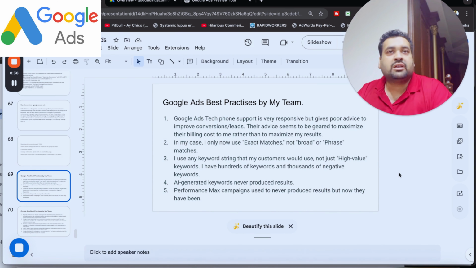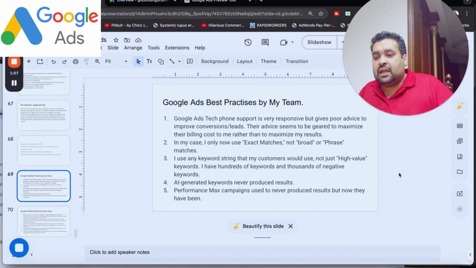First of all, the Google Ads phone support is very responsive but gives poor advice to improve conversions. Their advice seems to be geared to maximize their billing costs. What we have observed all the time is that Google Ads support wants you to spend more and more on the platform. I think they are more or less hired for this purpose rather than helping people with technical aspects. So we have so far seen that my team is more expert or more knowledgeable than this. We have tried and tested again and again, and we have come to this conclusion.